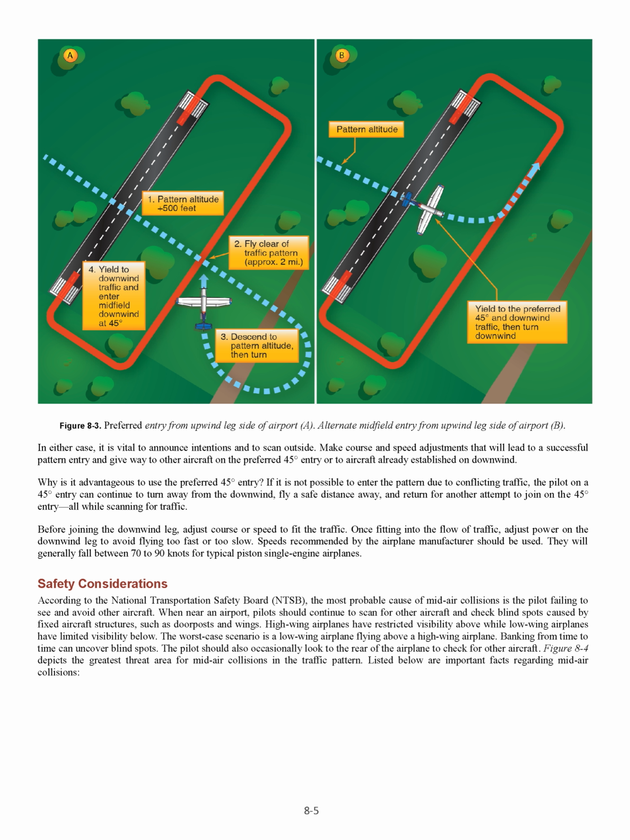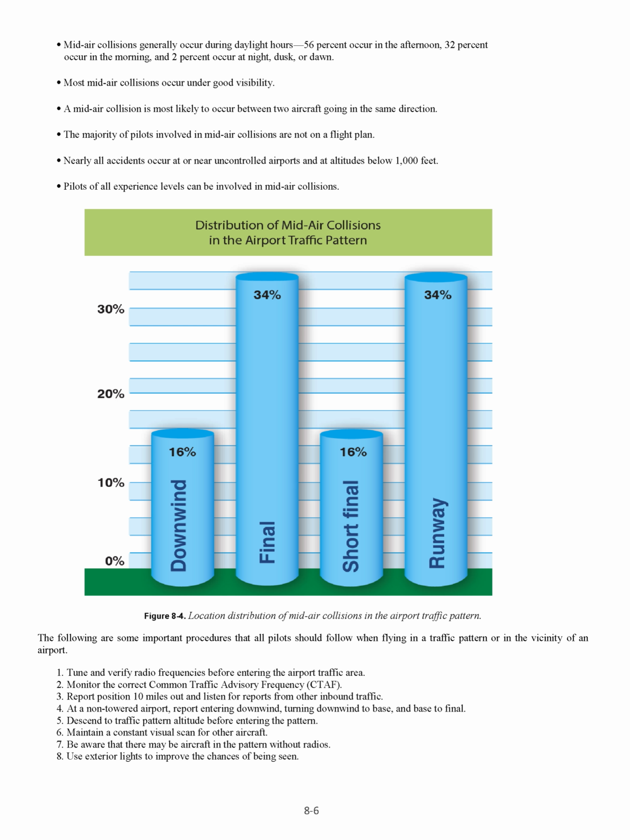Listed below are important facts regarding mid-air collisions. Mid-air collisions generally occur during daylight hours: 56% occur in the afternoon, 32% occur in the morning, and 2% occur at night, dusk, or dawn. Most mid-air collisions occur under good visibility. A mid-air collision is most likely to occur between two aircraft going in the same direction.